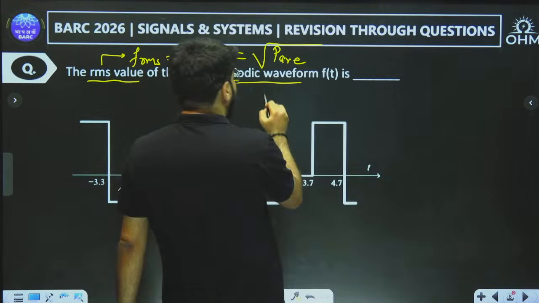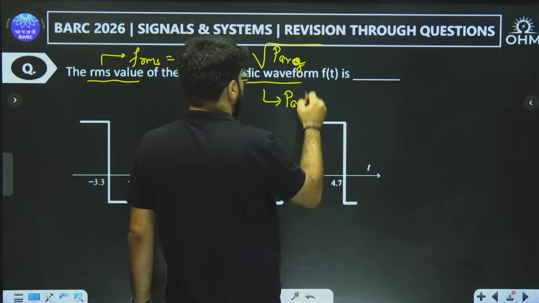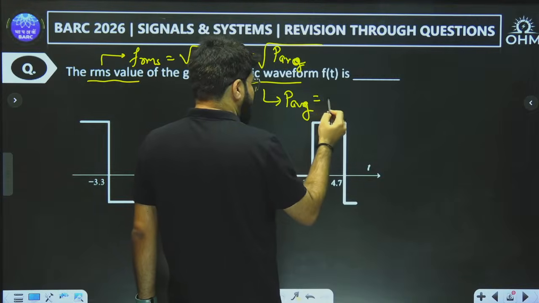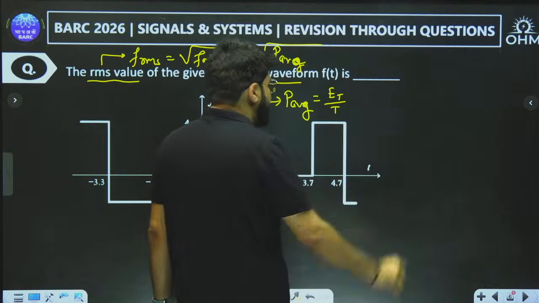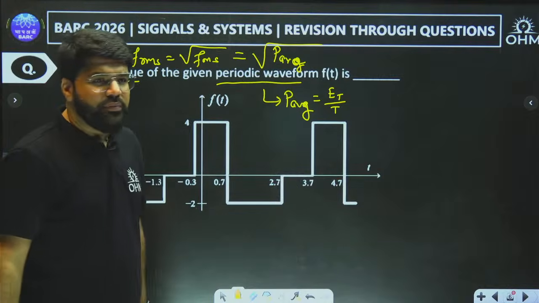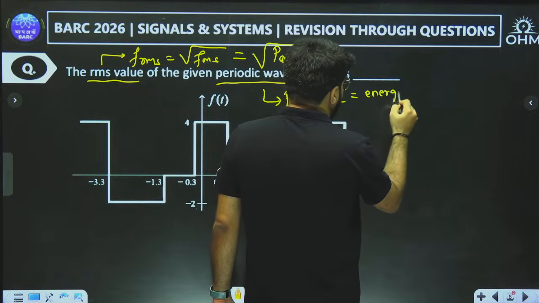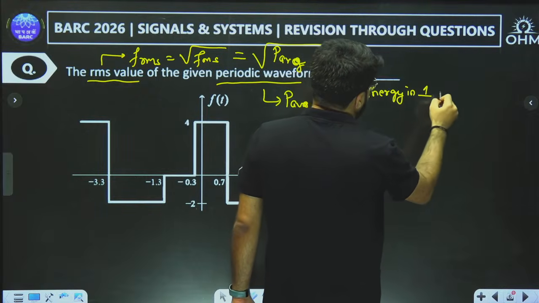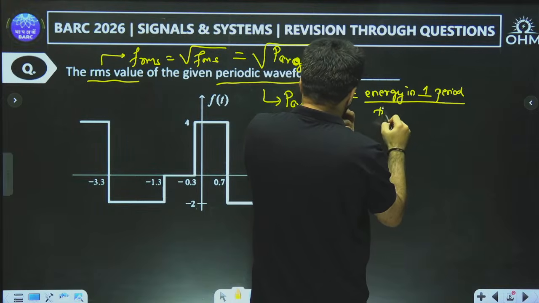Now for any periodic waveform, how do you calculate the average power? Average power is given by energy in one period divided by time period. For a periodic waveform, this is a simple shortcut. Energy in one period divided by time period. Energy contained in the signal in one period divided by the value of the time period.